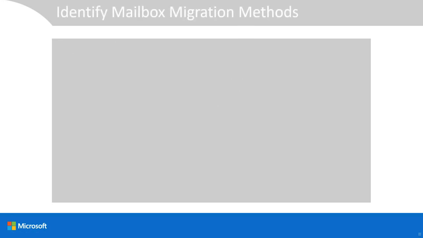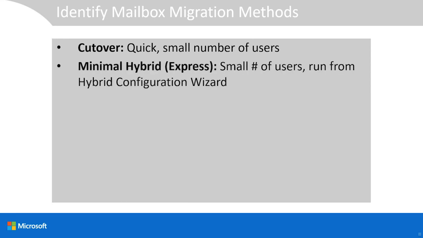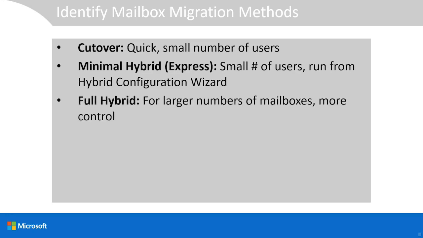For migrating your mailboxes, you have a number of methods available depending on your circumstances. For a simple cutover, you can just use the cutover method. This is quick, one shot, small number of users, or you can do a minimal hybrid migration for a small number of users where you use the hybrid configuration wizard to set up a hybrid configuration and then cut over in batches if you like, or all at once. You can also do full hybrid for larger numbers of mailboxes, which gives you more control. It allows you to run both on-prem and cloud-based for a while until everything is stable.